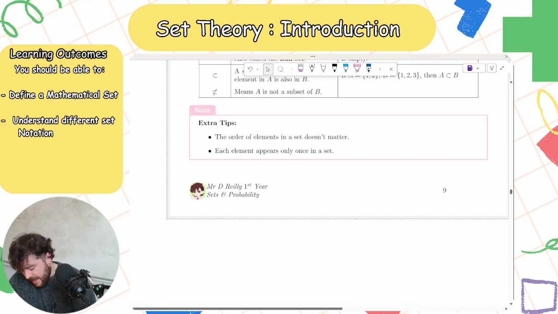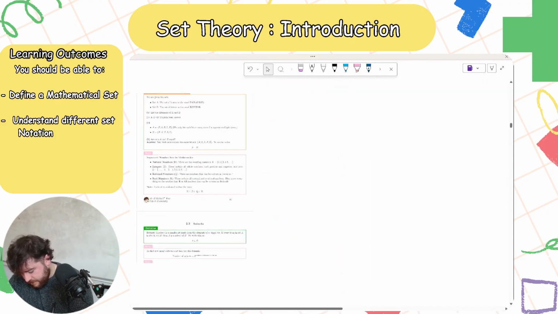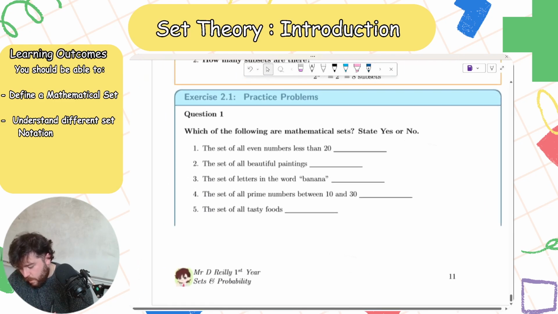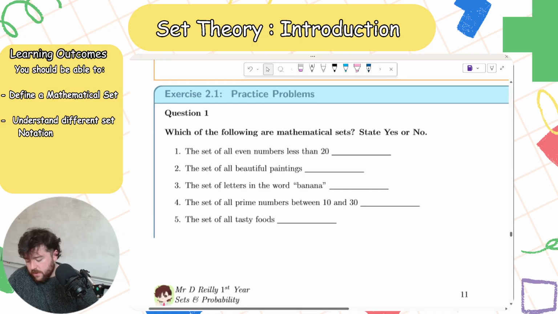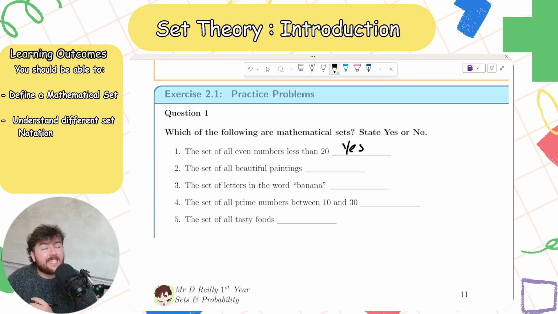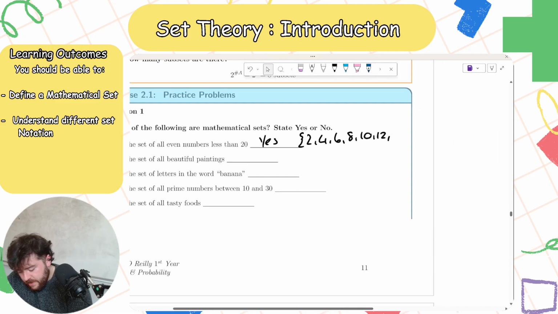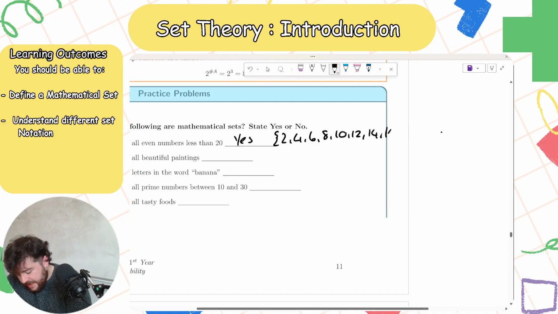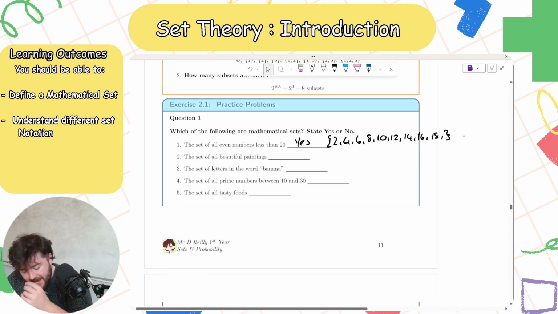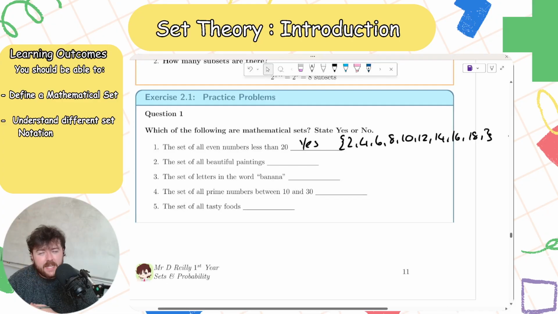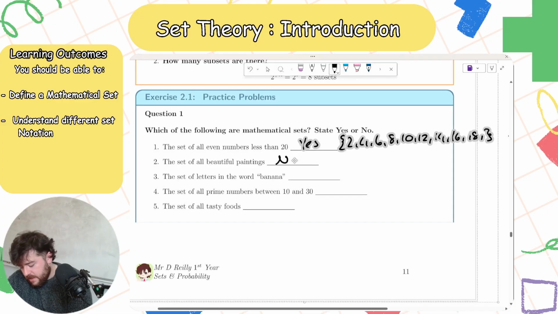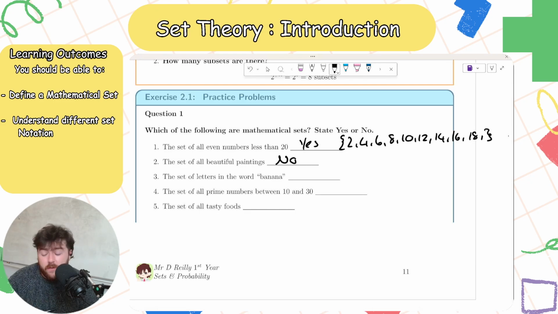Let's have a look at this here. So, which of the following are mathematical sets? State yes or no. The set of all even numbers less than 20. That is a mathematical set because it's clear and well defined. So that would just be 2, 4, 6, 8, 10, 12, 14, 16, 18, and less than 20. So there you go. That is that set done. The set of beautiful paintings. Is that a set? No, it's not.